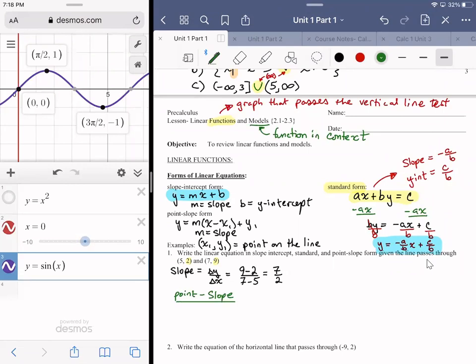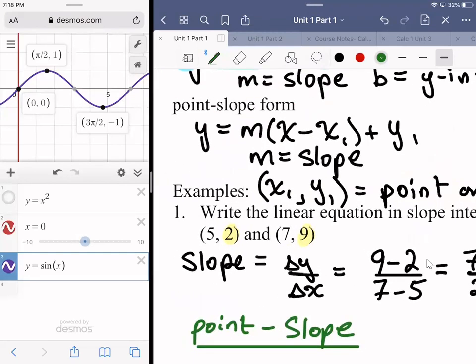The point-slope form only requires us to have the slope and a point on the line. We have 2 points on the line, so I have 2 to choose from. I have an embarrassment of riches here. So I have this ordered pair that I'm going to call x1, y1. I could have easily gone the other way and called this one x1, y1. Doesn't make a difference.